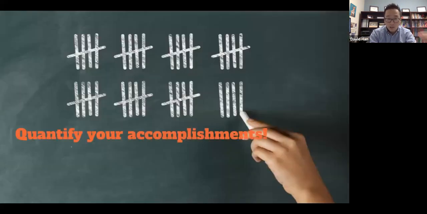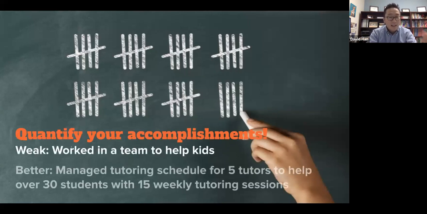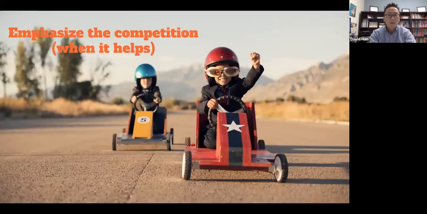And lastly, you really want to make your description stronger. You want to add the actual numbers, right? Instead of saying work with the team to help kids, you want to say manage tutoring schedule for 5 tutors to help over 30 students with 15 weekly tutoring sessions. This is much better. Now I can visualize and I can understand how much effort and time that you put into this activity. Okay.